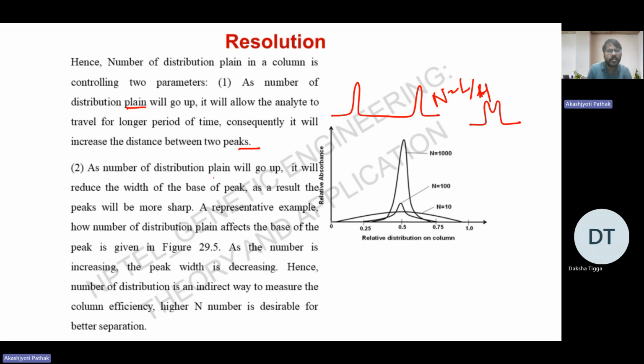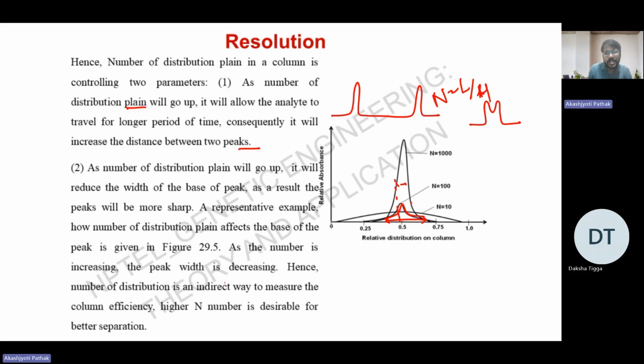As the number of distribution plates goes up, it will reduce the width of the base of the peak. If you look at these two peaks, this one has a larger peak width compared to this one. That is why the half of the peak width is taken for calculating the resolution.